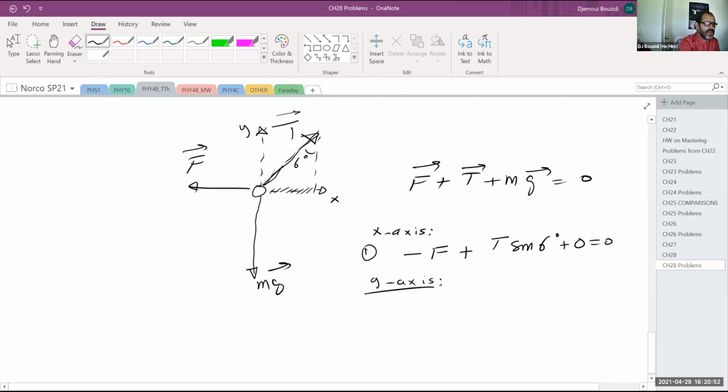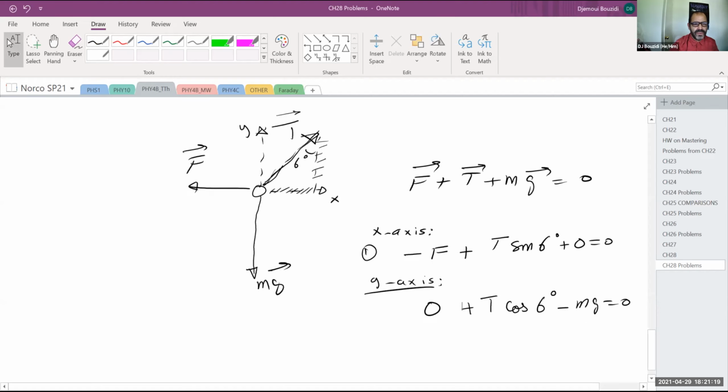And I'm going to look at the force F. The force F has no component along the vertical direction. The component of T is positive, and it's this component, which is clearly adjacent to the angle of 6 degrees. So it's a positive value also, T times the cosine of 6 degrees. And the component of mg is negative mg, and the sum is equal to 0.